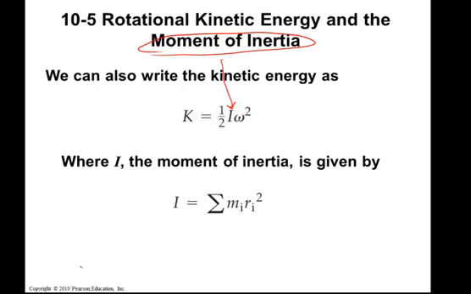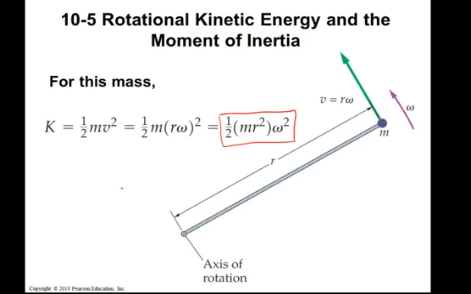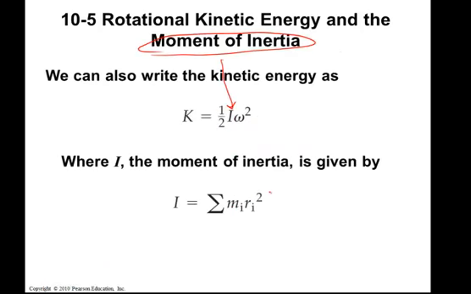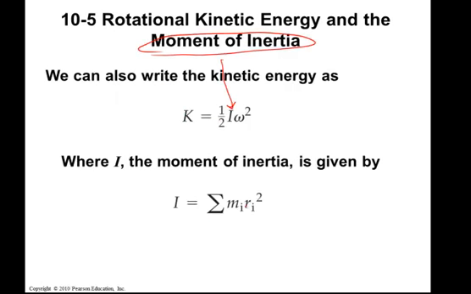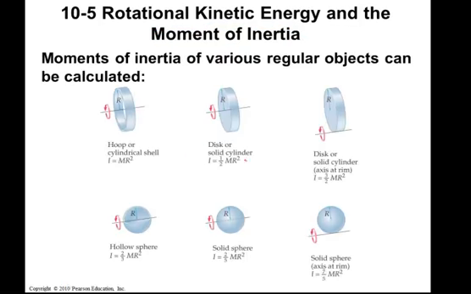And this I, if we go back here to this equation, we can see that I had mr squared. So that means mr squared is the same thing as my moment of inertia. And that moment of inertia, this is mass and this is radius, changes depending on what kind of object you have. We looked at this last picture. This was mr squared, and that was in the case where we have a hoop or a cylindrical shell. So depending on what kind of object you have, that I would change.